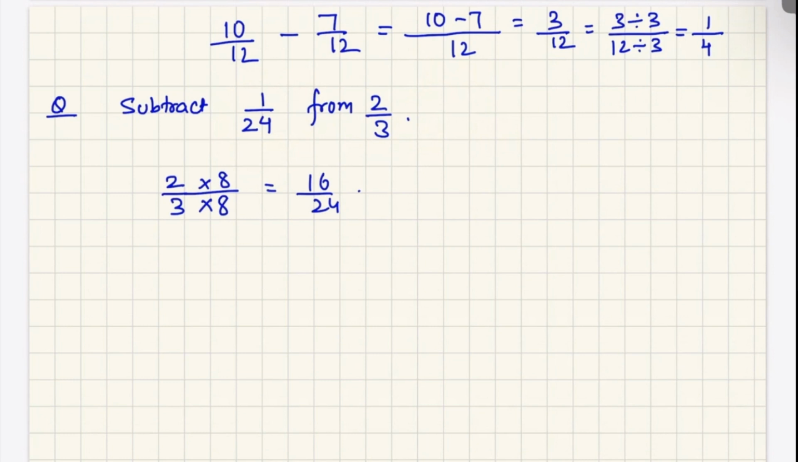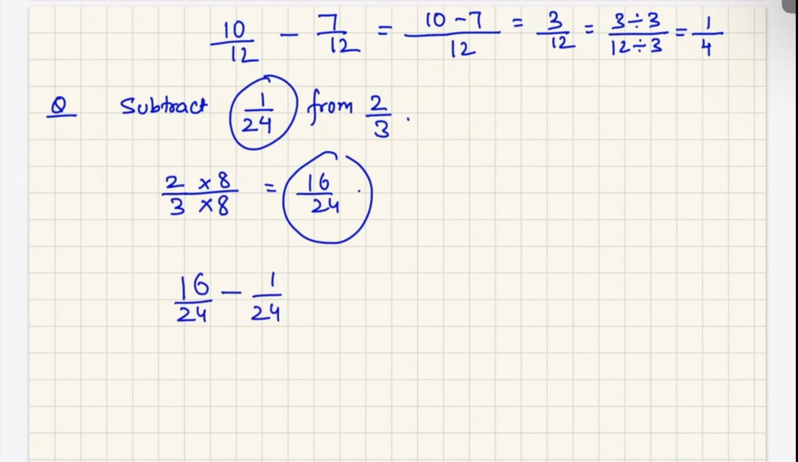So now my new numbers are 1 by 24 and 16 by 24. So I have to subtract 1 by 24 from 16 by 24. So 16 by 24 minus 1 by 24. This gives you 24 as denominator, 16 minus 1, that is 15 by 24. Now, to bring it into the simplest form, we'll start dividing it by 1. So dividing by 1, 15 by 24 remains the same. Now start dividing by 2. Can we divide 15 by 2? You cannot.